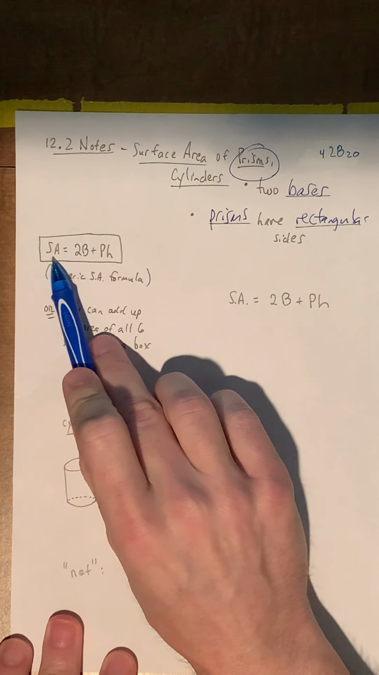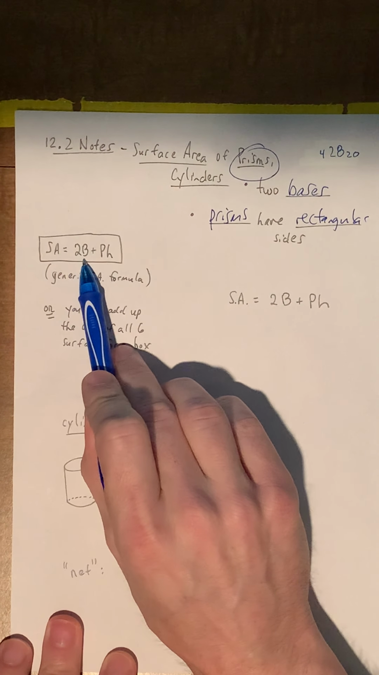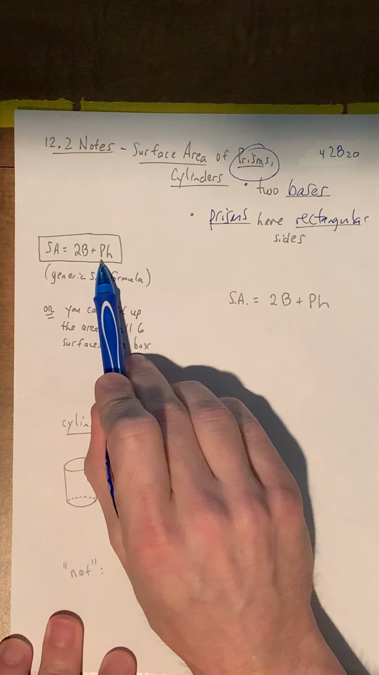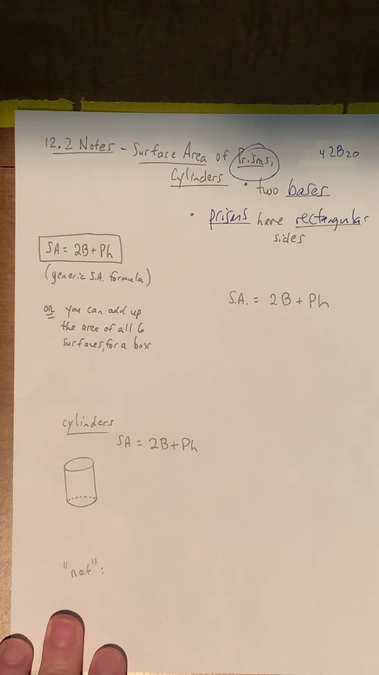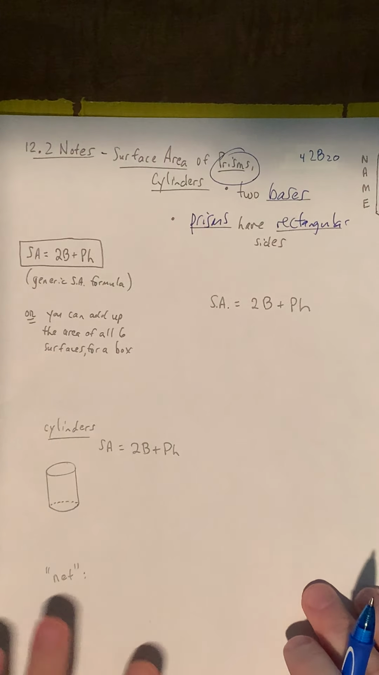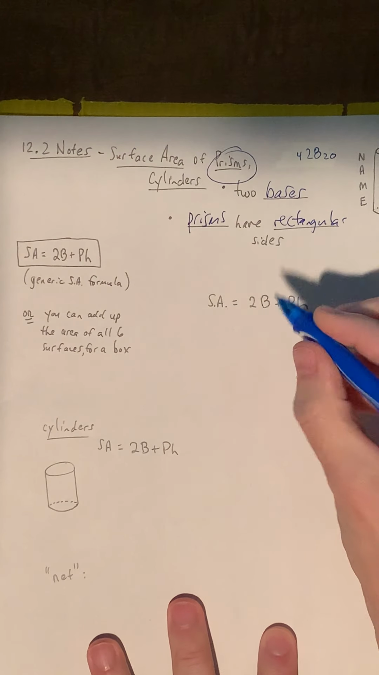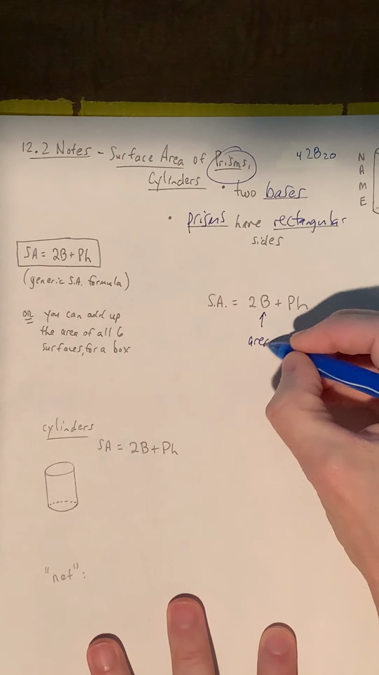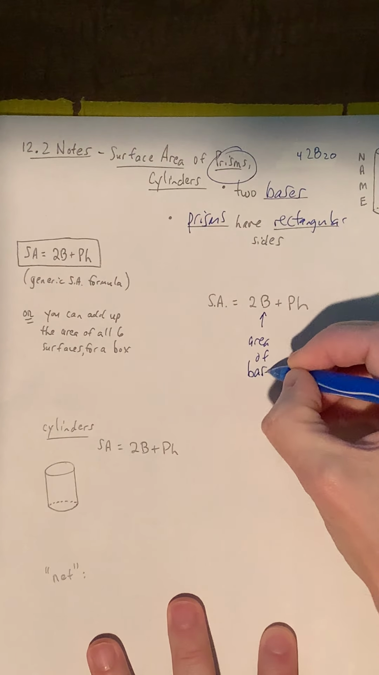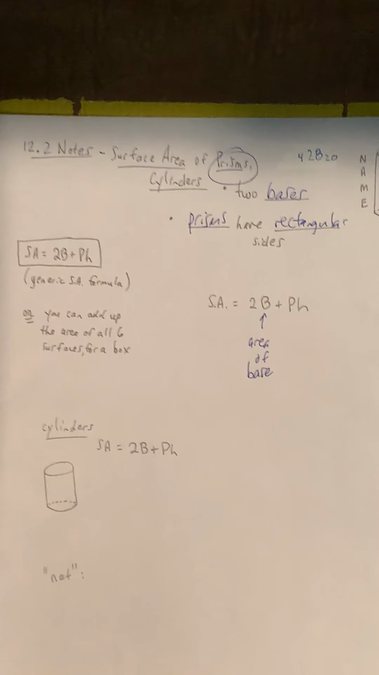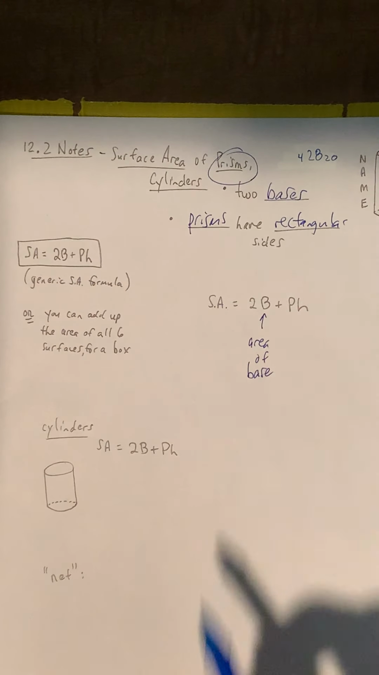It is surface area SA equals 2B plus PH. That's a lowercase h, a capital P, and a capital B. Now, here's what everything in this formula stands for. The 2 is obviously a 2. The capital B stands for the area of the base. So whatever shape the base is, you have to find the area of that shape separately and then put it into the formula for capital B.